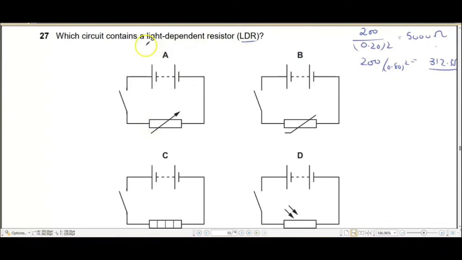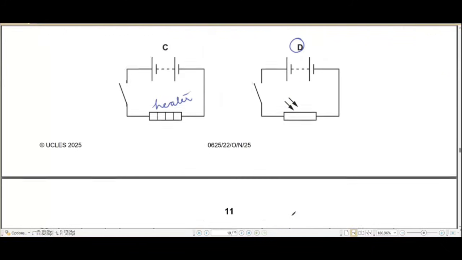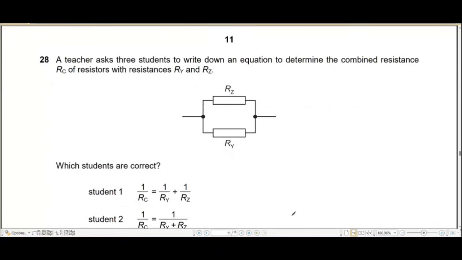They are asking us about a circuit that contains a light dependent resistor. So the light dependent resistor is D. What are the other ones? This is a variable resistor. This is the symbol of a heater. And this is a thermistor. So D, this is an LDR. Go through these symbols before your exams. Kindly go through them.